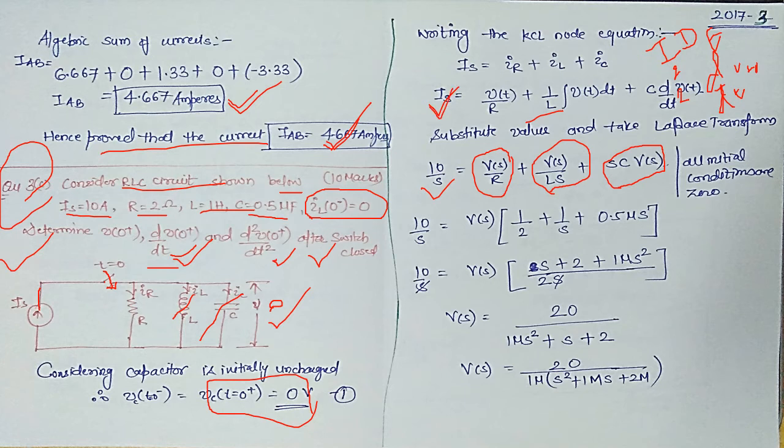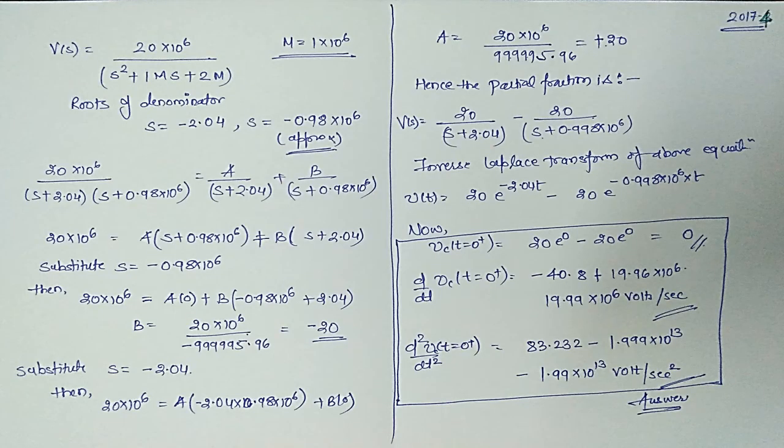Then if you simplify this expression, you will find V(s) is 20 divided by 1 micro s square plus s plus 2. Let us take this 1 micro out, and the simplified expression will look like 20 into 10 to the power 6 divided by s square plus 1 mega s plus 2 mega, where mega is 1 into 10 to the power 6.